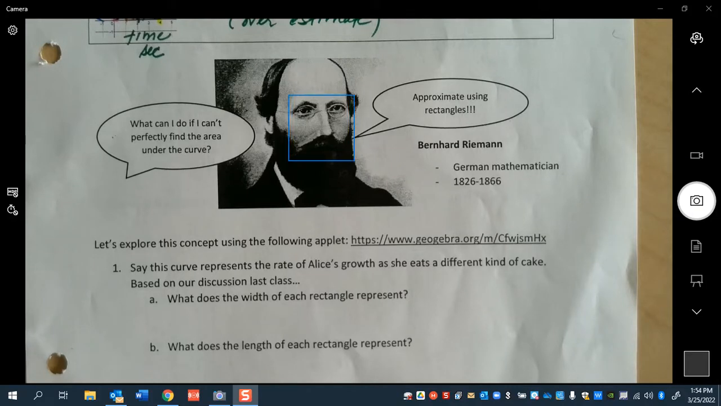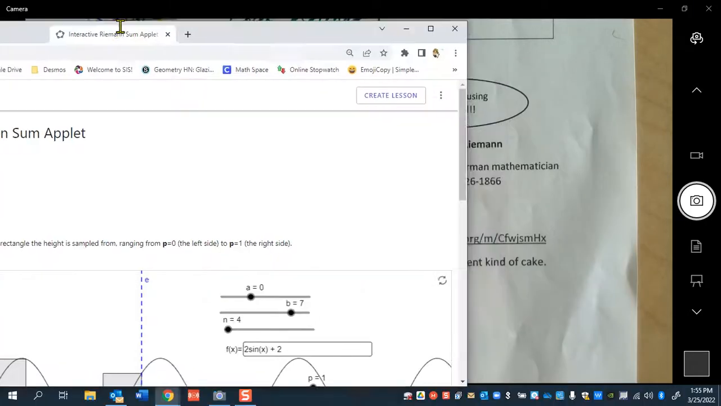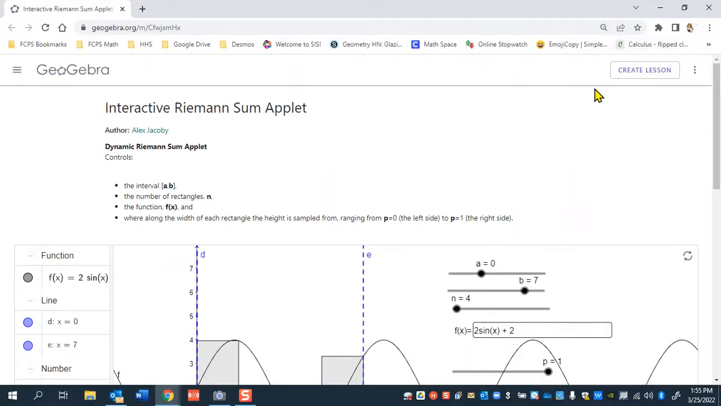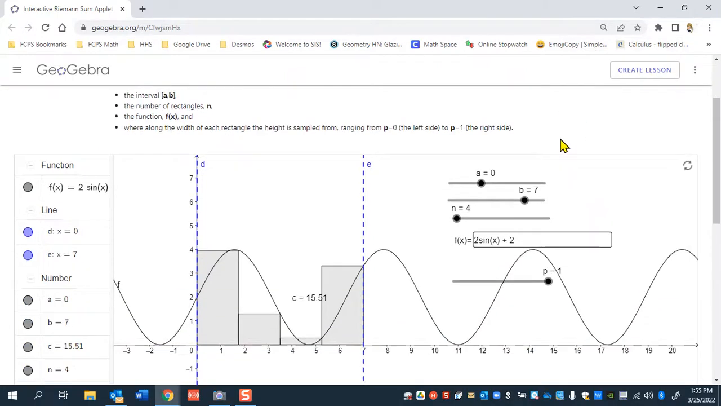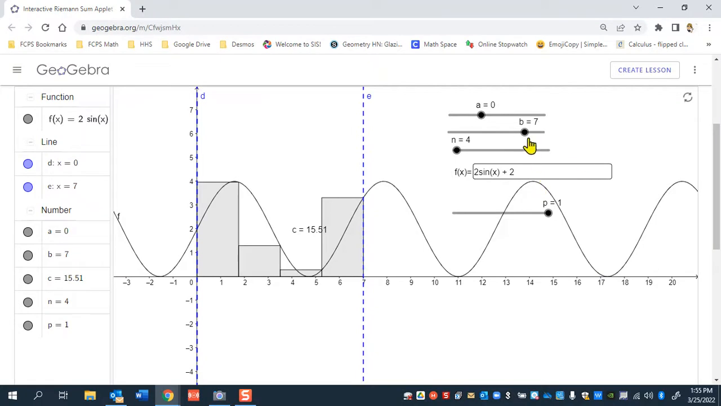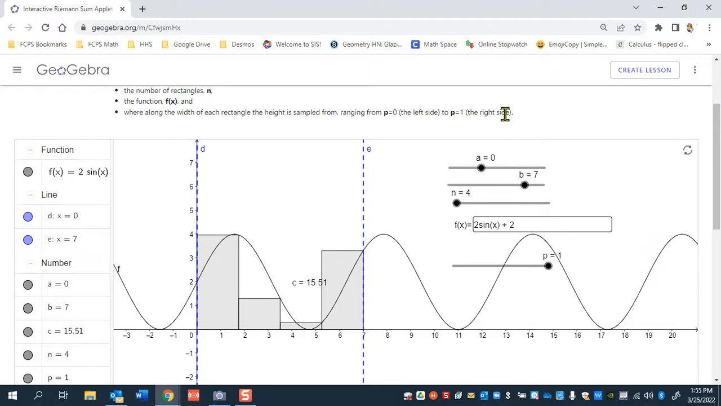So we're going to explore this concept using this website that's super cool, and we'll see if we can get it to work for us. It's these Riemann sums, and what ends up happening is I can put a function in here, and I can change what A and B and C represent. So just work with me here.